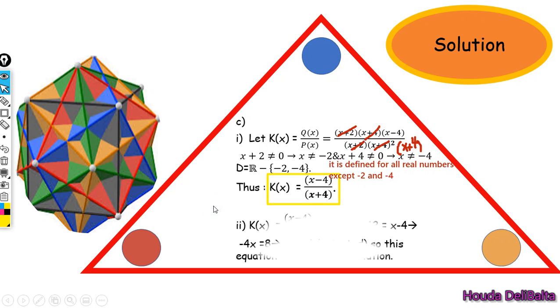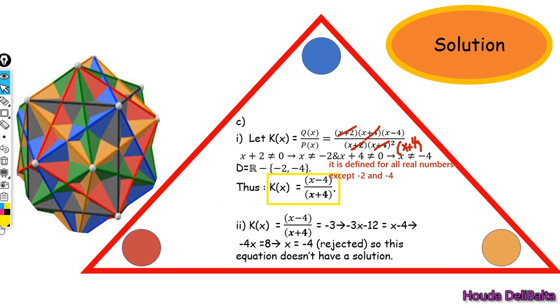We have to solve k of x equals minus 3. We have to see if this equation has a solution. So all we have to do is to put the simplified k of x equal to minus 3, putting it over 1. So we put minus 3 over 1. We cross multiply. Then we'll get minus 3x minus 12. So we multiply minus 3 by x plus 4 equals x minus 4. Now taking x to this side and 12 to this side, we're going to get minus 4x equals 8.